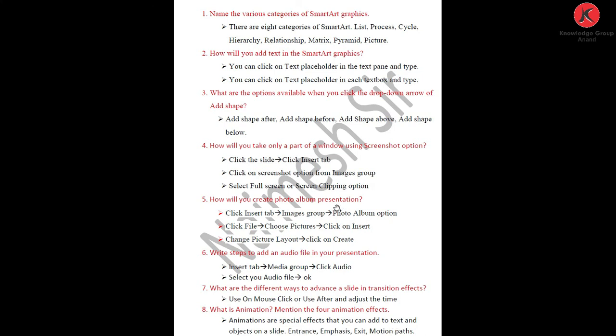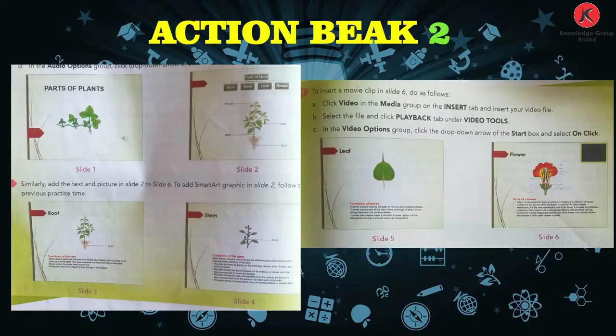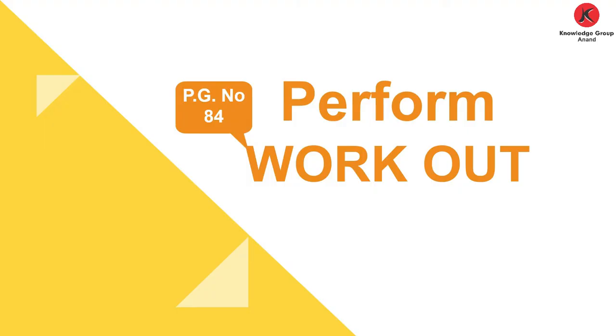Okay students, so this is all about chapter number 5, PowerPoint, and its insert tab. You have to write the exercise of this chapter. Okay, but if you have a computer or laptop, then practice all of this exercise. And for more reference, you can use workout on page number 84. There are 4 workouts: A, B, C, and D.